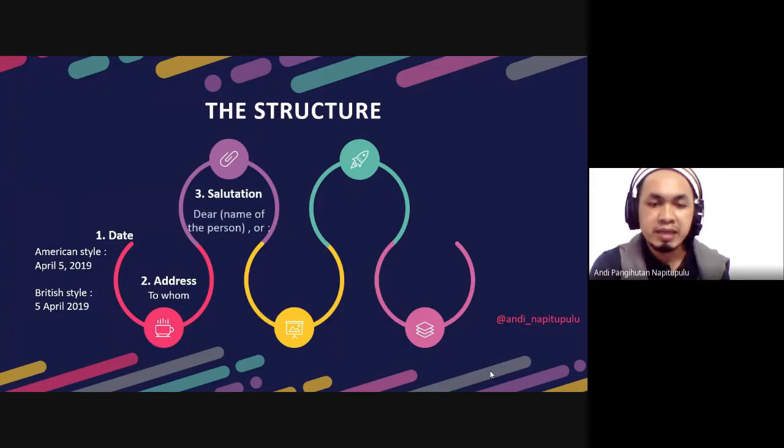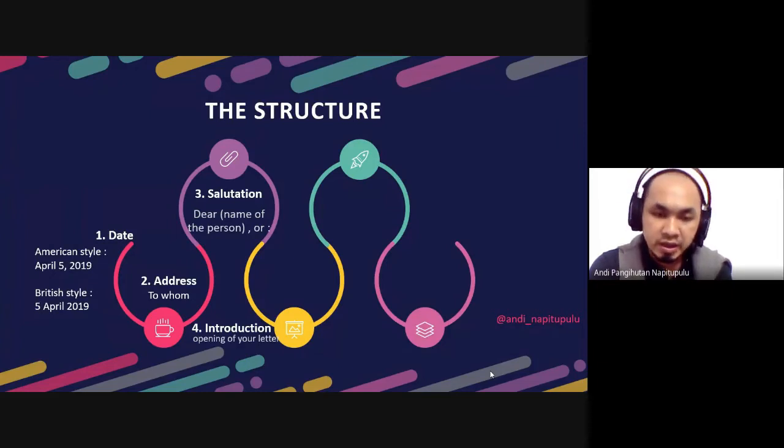The third one is salutations. Okay, salutation is very different here, guys. You need to know that salutations use words like "dear". You can say things like "best friend", "your best", "my best", like that. The fourth one is the introduction. In the introduction, it's very important to make an opening, like saying how are you? Are you okay or not?